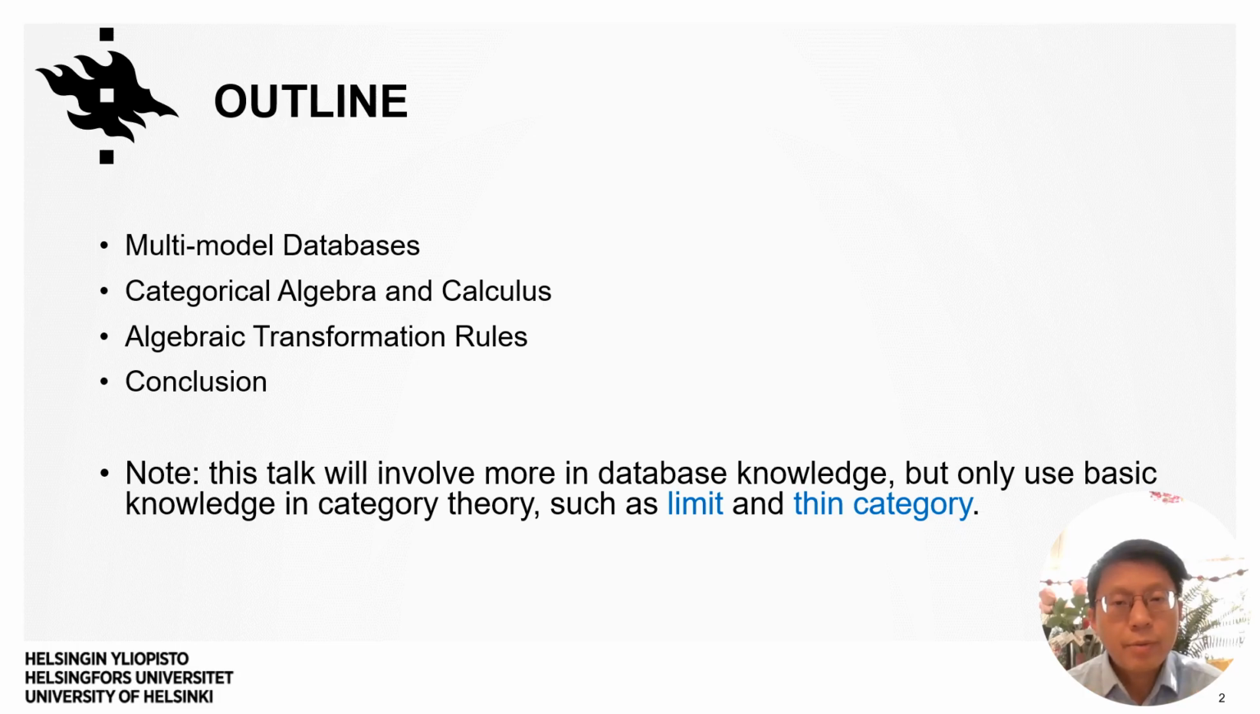In this talk, I will first introduce the multimodal database. This is a new kind of database which can handle different models of the data storage. Then I will introduce how to use category theory to query a multimodal database. I will introduce categorical algebra and the calculus. Then I will define different algebraic transformation rules. Those rules can help to optimize the query on this category database. Finally, I will make the conclusion.